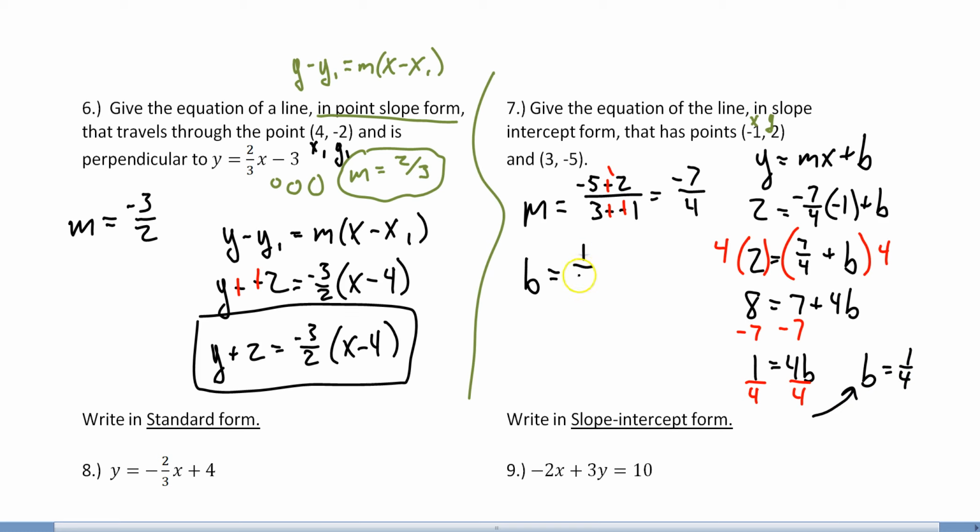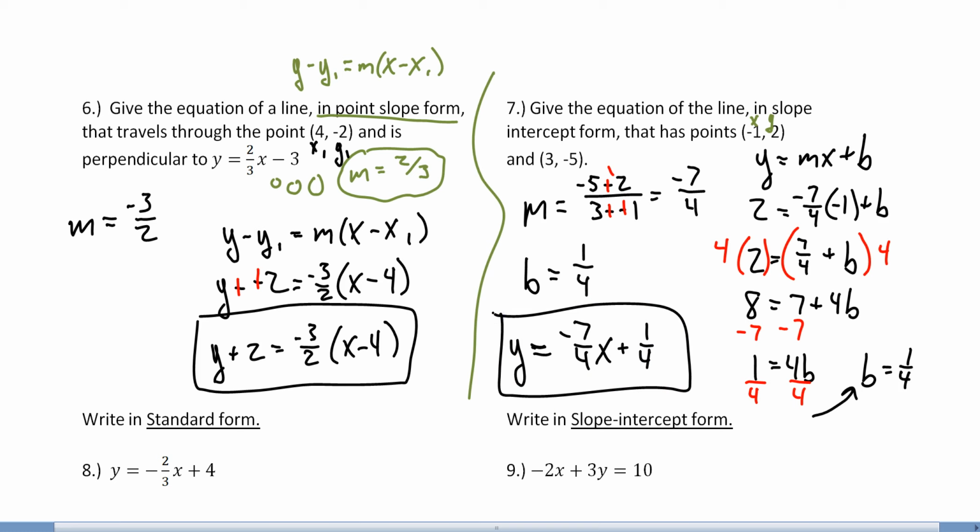So now I have the slope, I have the y-intercept. To write my equation, I just plug those two things in. y equals negative 7/4 x plus 1/4. Okay? Don't be afraid to deal with fractions, or if you have an equation, eliminate the fractions by multiplying through by the common denominator. Okay?